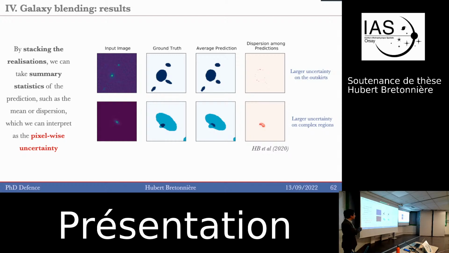The second example I show is a more complex scene where you can see a large galaxy, and you can't see here a very faint galaxy that is blended inside it. In the ground truth mask, you can see it. Here again, our average prediction is good. We identify the blended region, and in addition, the dispersion is higher on the very complex part of the image. You can also see a really small galaxy that is cut at the border of the stamp. And here again, our model is able to reconstruct it, to detect it, which is also a very interesting feature for galaxy detection.